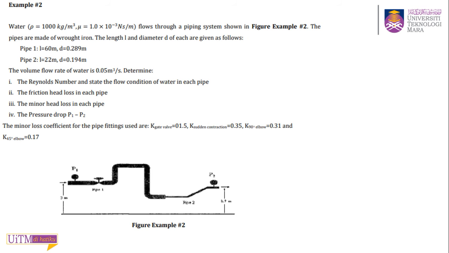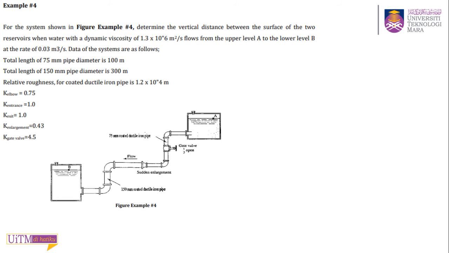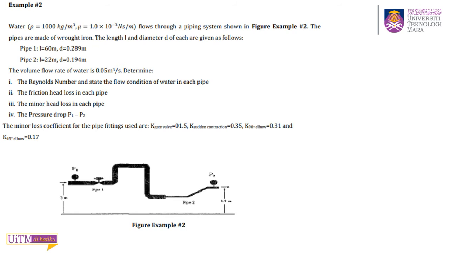This one is a little different, but still doesn't have any pump. Okay, so in this example, water with density 1000 and mu flows through a piping system shown in the figure. The pipes are made of wrought iron, which is the material of the pipe. The length and diameter of each are given as follows. So you have two different pipes: pipe 1, the black one, and pipe 2, also black but a bit smaller.